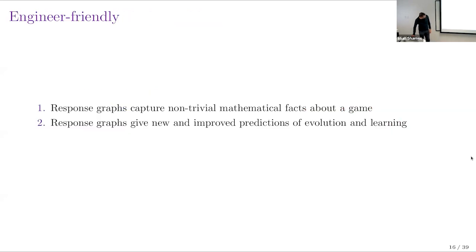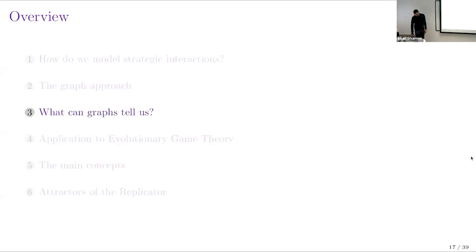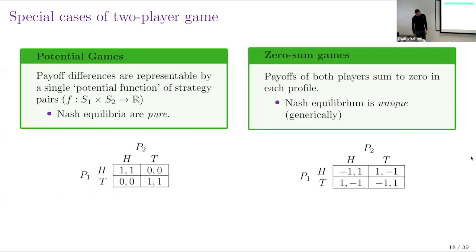They are engineering friendly. We show that these graphs capture some non-trivial facts about the game. And response graphs sometimes really can give us new predictions and improve competency. There are also some things we can do about evolutionary learning in these games. So what can they tell us?